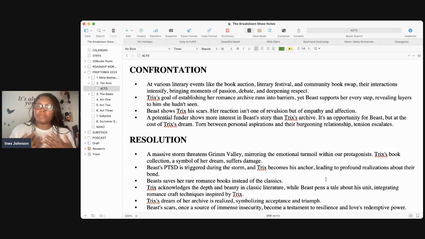I know that there's going to be a potential funder that's going to show interest in a story that Beast wants to write. But I think this funder is going to be the same person that Trix was after to fund her archive. But Beast is going to get the opportunity at the cost of Trix's dreams. This is going to put a lot of tension on their burgeoning relationship.